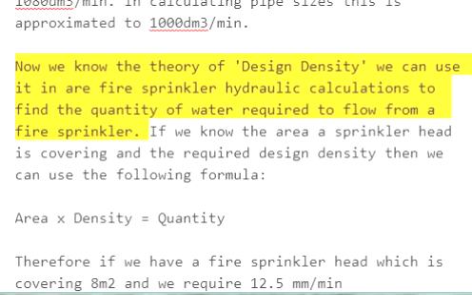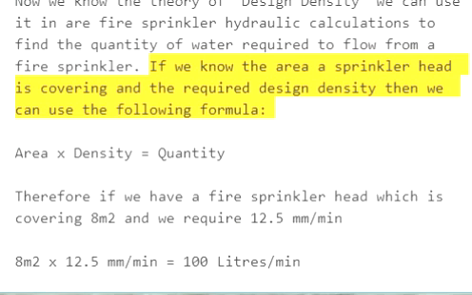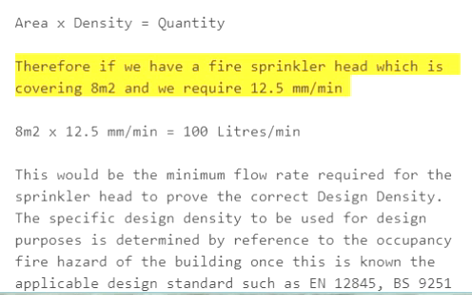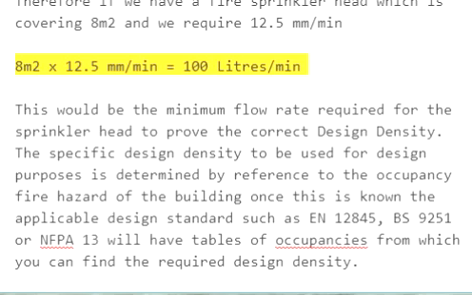Now we know the theory of design density, we can use it in fire sprinkler hydraulic calculations to find the quantity of water required to flow from a fire sprinkler. If we know the area a sprinkler head is covering and the required design density, then we can use the following formula: area times density equals quantity. Therefore, if we have a fire sprinkler head which is covering 8 square meters and we require 12.5 millimeters per minute, 8 square meters times 12.5 millimeters per minute equals 100. This would be the minimum flow rate required for the sprinkler head to provide the correct design density.